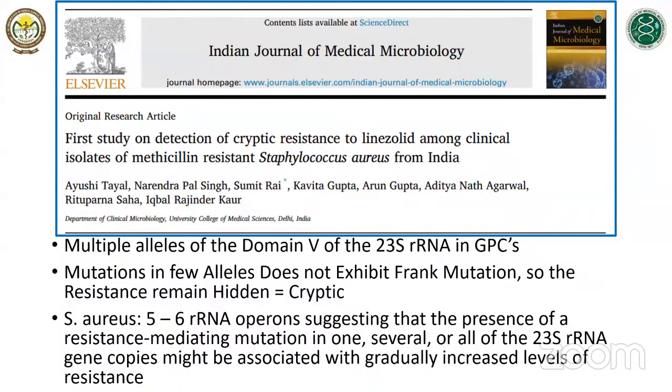What is cryptic resistance? Cryptic resistance means hidden resistance. What happens is that 23S rRNA has multiple alleles present. Almost 5 to 6 different alleles are present in case of Staph aureus, and 6 alleles are present in Enterococcus faecium, I think. It depends on how many alleles get mutated to produce a frank resistance. So before the production of frank resistance, there might be 1 or 2 alleles which get mutated, and they are not expressed phenotypically. So we tried to find out what are the hidden resistances over here.